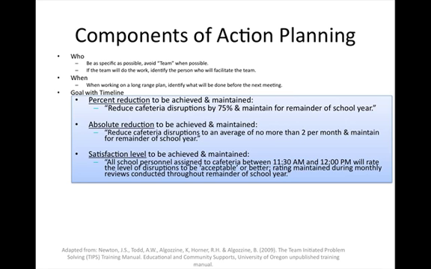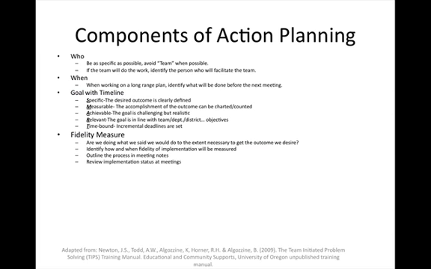Some of the different types of goals that can be written are as follows. Percent reduction, which is an overall reduction in the percent of incidents taking place. Absolute reduction, identifying a threshold to remain within. And satisfaction level. This information can be gathered from your staff.